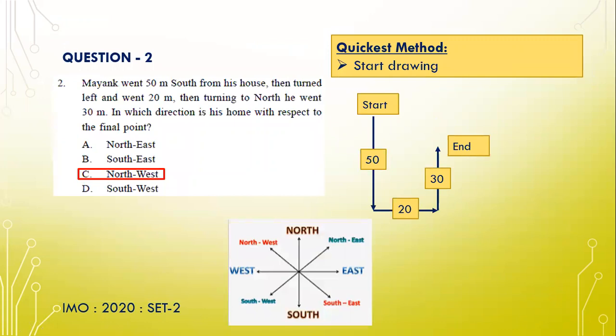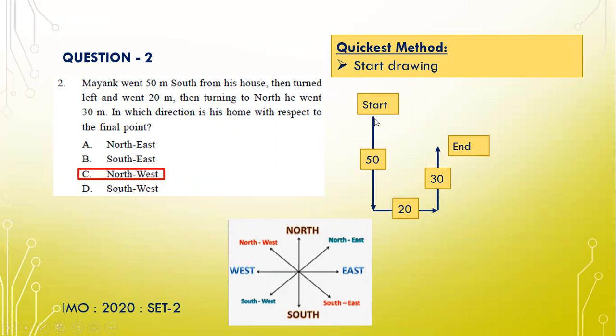Mayank went 50 meters south from his house. As soon as you start reading such questions, you have to start drawing, isn't it? So the start position is this, 50 meters south from his house, then he turns left and walks 20 meters, and turns north and walks 30 meters. In which direction is his home with respect to the final point? This is the final point and his home is here, so it is this direction, which is northwest.